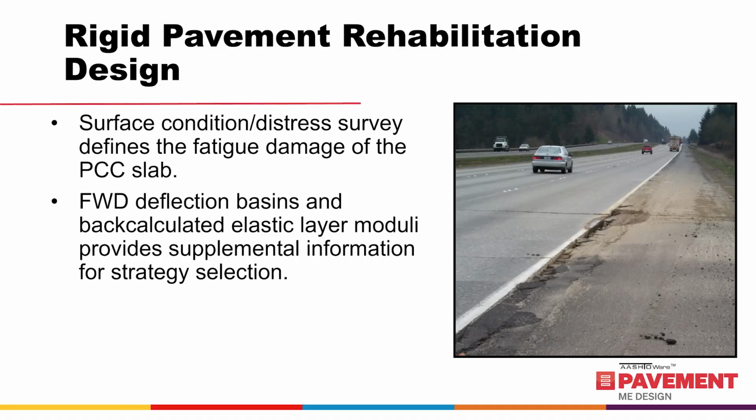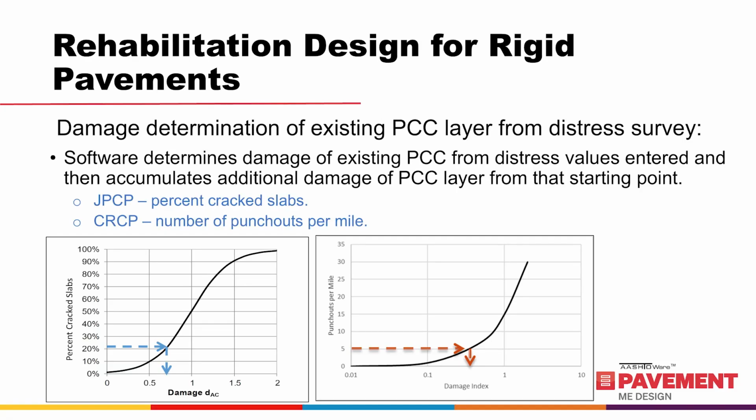As stated earlier, for rigid pavements, there are no separate input levels for rehabilitation design. The user or designer only needs slab condition and transverse joint load transfer efficiency, or LTE, from visual distress survey. FWD deflection basins and back-calculated elastic layer moduli provide supplemental information for strategy selection and any pre-overlay repairs as part of the rehabilitation strategy. Just like for flexible and semi-rigid pavements, the in-place damage of the existing PCC layer is determined by the software from distress survey.